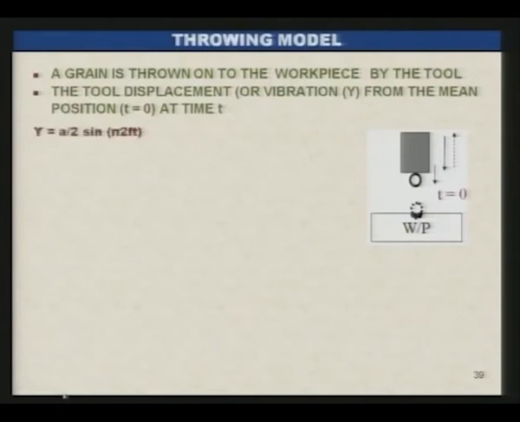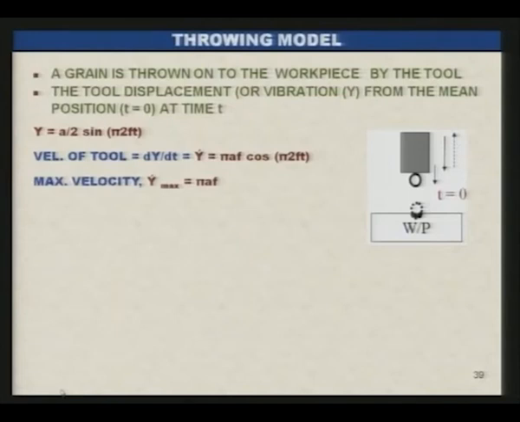Now, the motion of vibration, or the displacement, can be expressed as y is equal to a by 2 sin 2 pi f t, where we already know that a by 2 is the amplitude of vibration, f is the frequency of vibration, and t is the time at which we are trying to find out the displacement. Now, the velocity of the tool can be evaluated by dy over dt, that is equal to y dot, and if you differentiate the earlier equation, it comes out to be pi a f cos 2 pi f t.